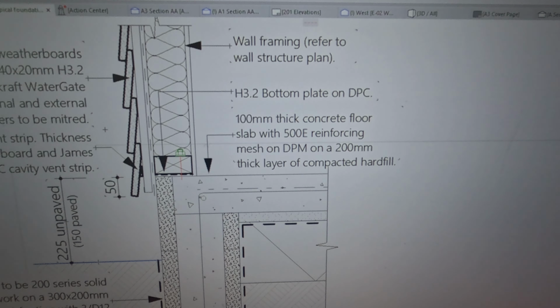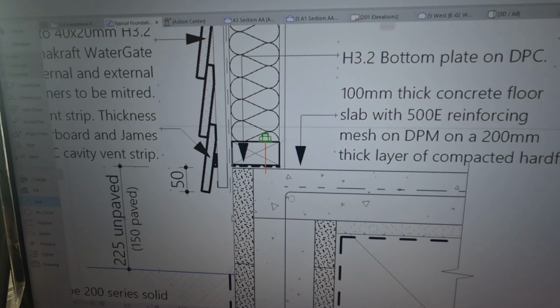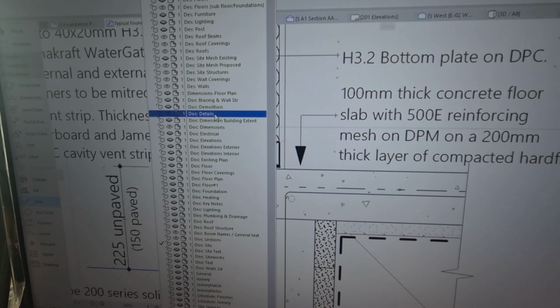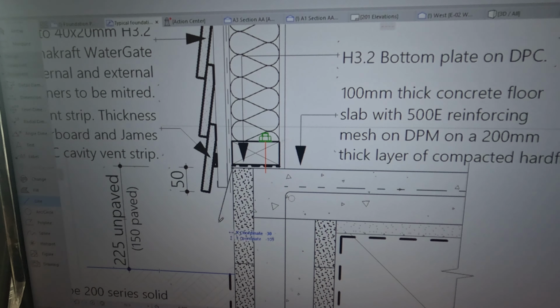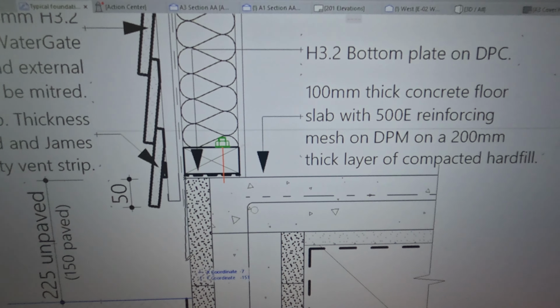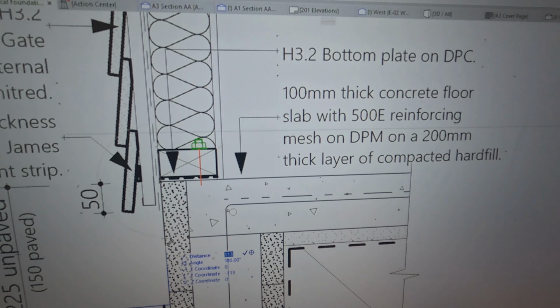Let's see if I can make that shift. 150. So to paved ground, that will be about 150.